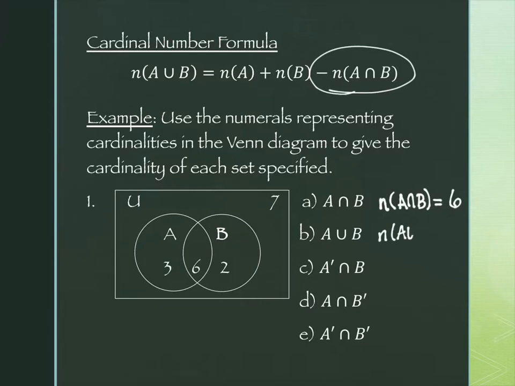Now the next one says union. What does union mean? All of it combined. And while we do have a cardinal number formula for union, we don't need it here because we can see the 3 pieces that are combining union or the sets A and B together, right? They include the 3, the 6, and the 2. So if I were to count all those up, that's my union. How many items are in the union? 11. Right? 3 plus 6 is 9, plus 2 is 11. So those 2 are the most direct because they are the actual sets.